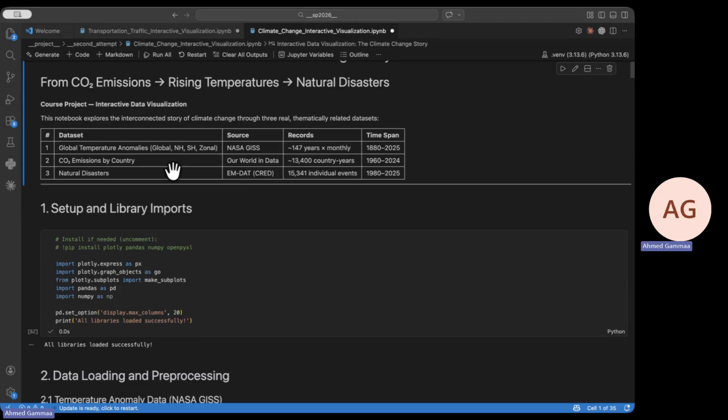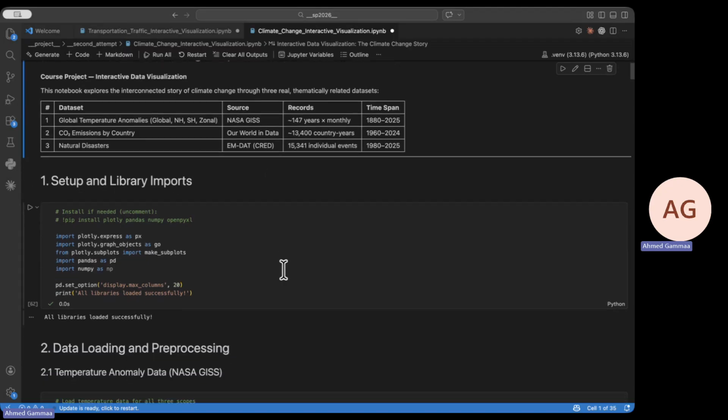It has all the 15,000 plus natural disaster events from 1980 to 2025. It records other stuff, for example, how many deaths, how many people affected, and what the total loss in economy is, CPI adjusted. All of those data sets are real, and let's jump into how we did the data pre-processing.